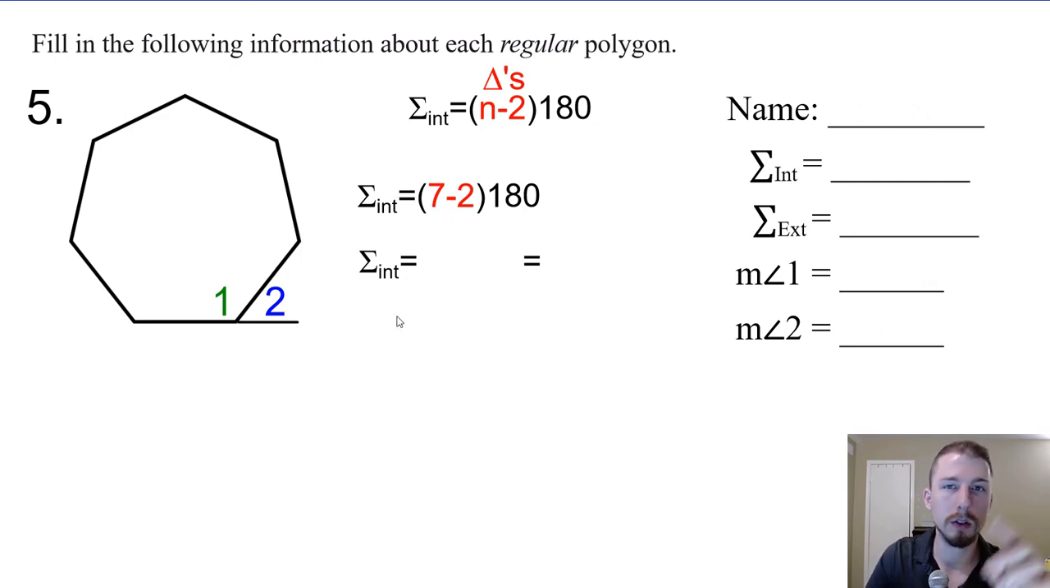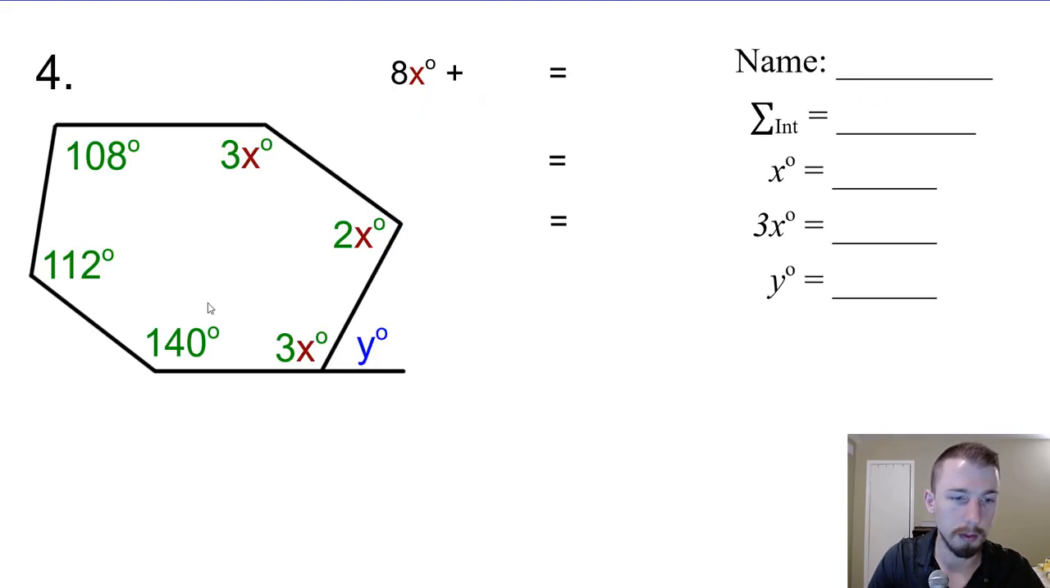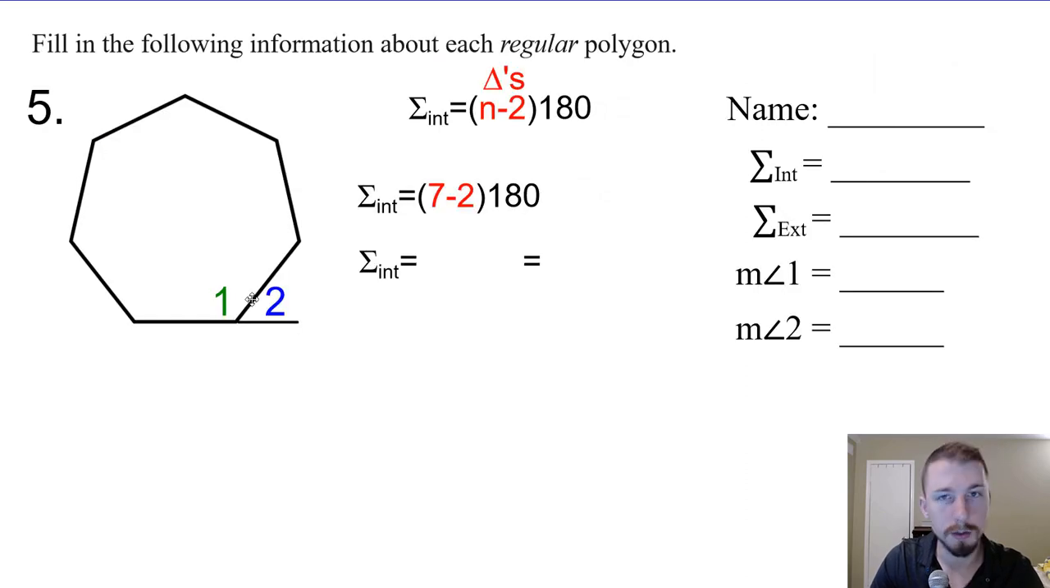But what makes something regular is all the sides and all the angles are the same. Meaning, unlike the previous problem, where all the angles were different, which meant that the shape was different and the sides were different as well. In this case, because it's a regular polygon, we can solve for what one of the angles are, because they all have to be the same. So all the interior and exterior angles are going to be exactly the same for the whole polygon.